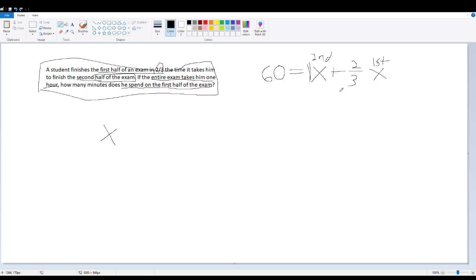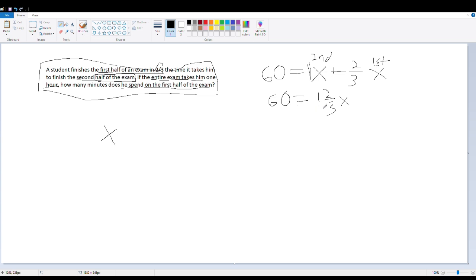Now we can solve for x. But hold on, there's two x's. So, what we're going to do, we're going to add them together. So 60 equals 1/2 x. Great. That's the time it took him to complete the entire exam.